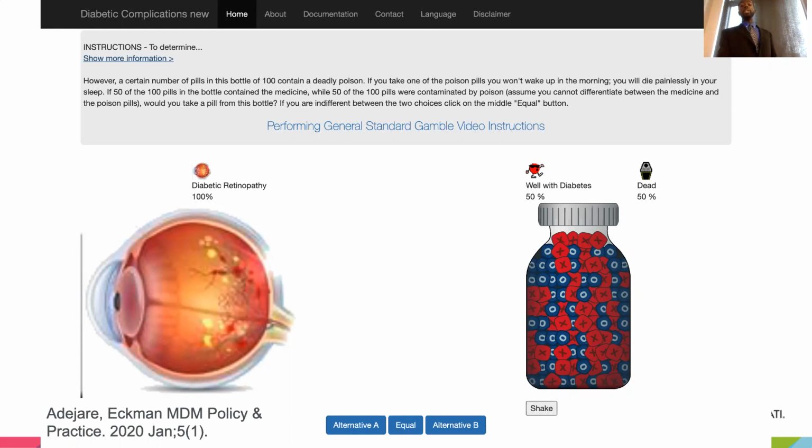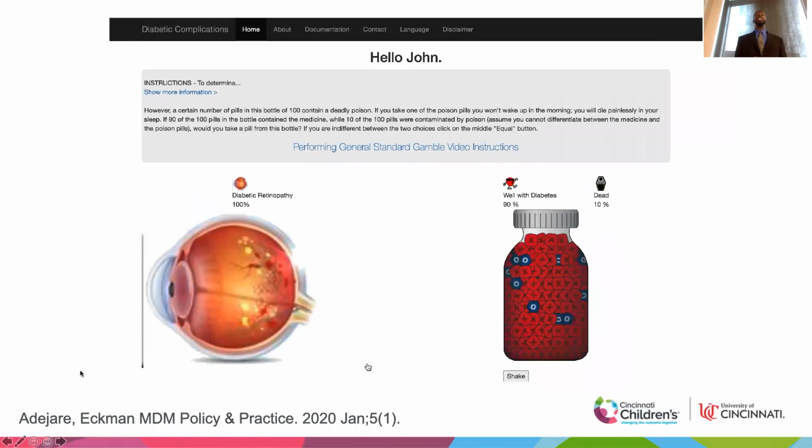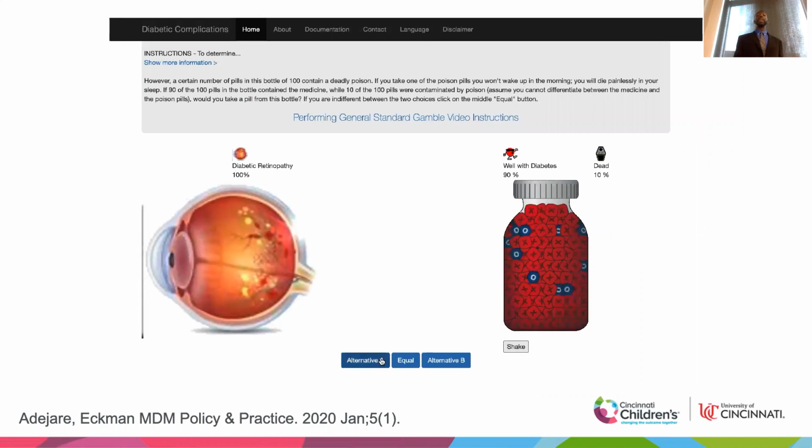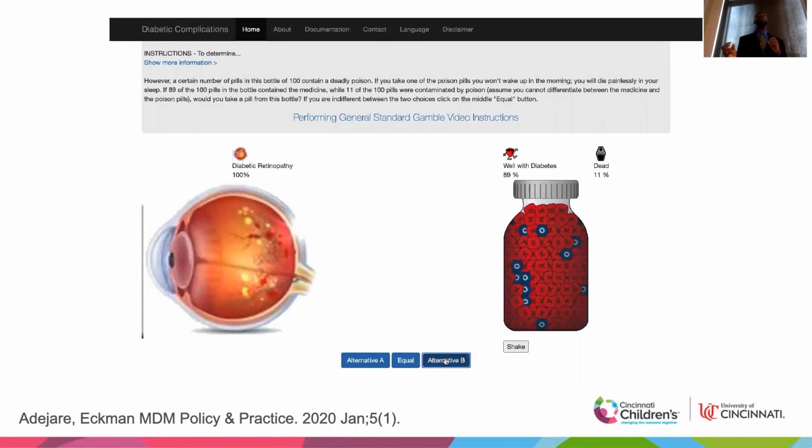Well, that's the thrust of the standard gamble, where we have patients choosing between alternative A or alternative B, going back and forth on whether they're willing to take on the gamble. At a certain point, they will be ambivalent between the health state and the gamble, in which case they will press equal and then their utility is acquired.